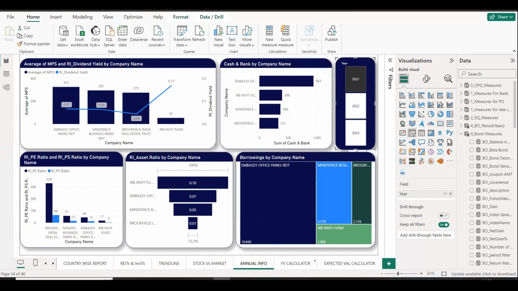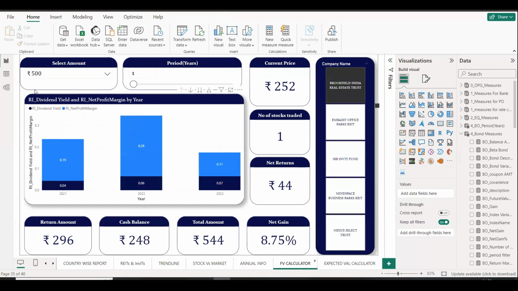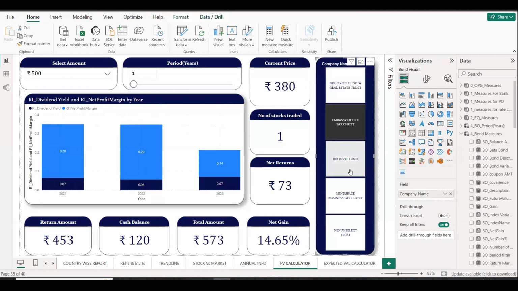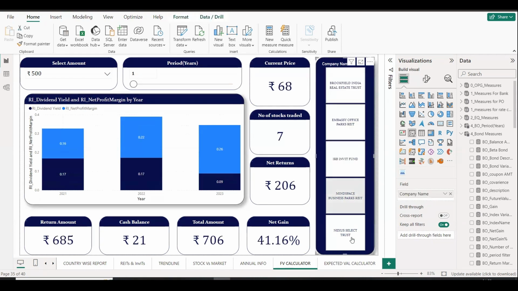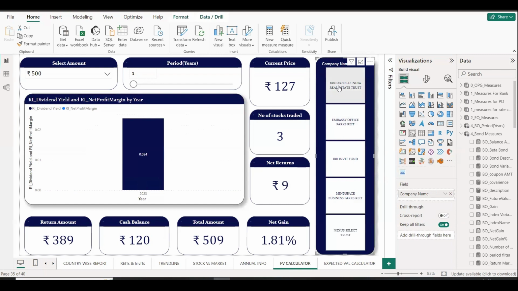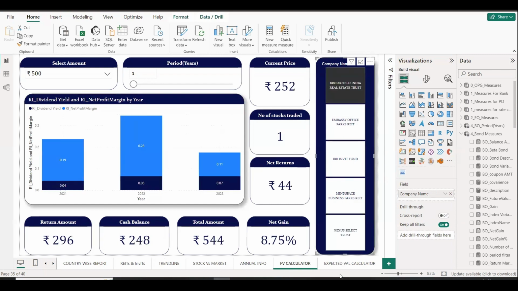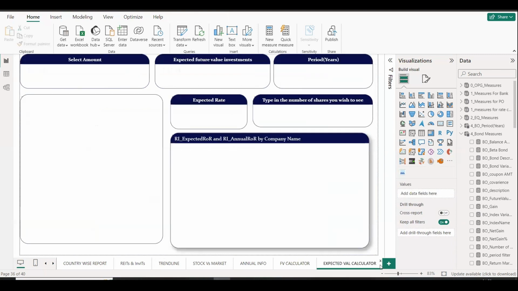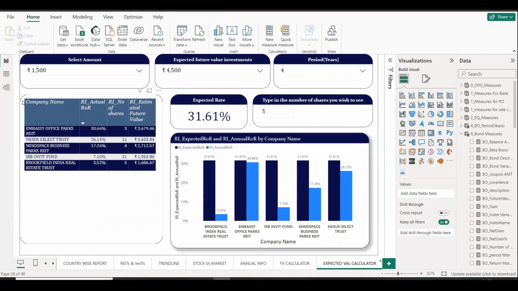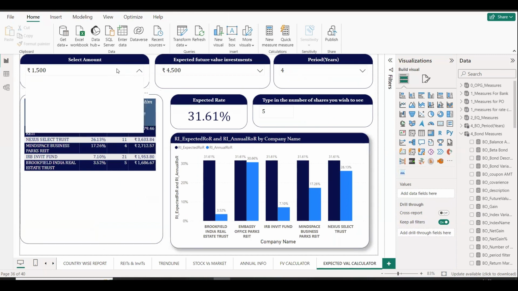Moving on to the next page, we have a future value calculator. I'm not going to show this again because you have seen it in the last-page slides of each investment option as well. It's just a similar comparison. You can see it for all these stocks here, and the expected value calculator. Yeah, it is a bit unique, which we have seen for banks earlier.